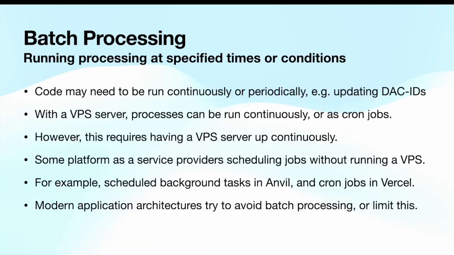Moving to batch processing. This is running specific code at specified times or conditions. Think of updating those DAC IDs, for example, if rules change. Traditionally, on a VPS, you'd use cron jobs. But that means continuous server costs. Modern PaaS providers like Anvil or Vercel offer scheduled background tasks. They abstract away server management.